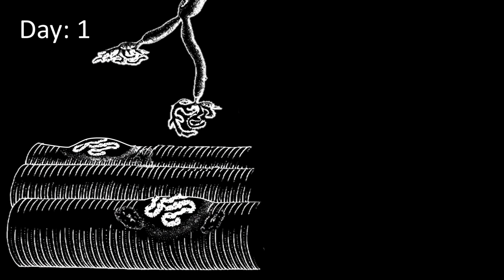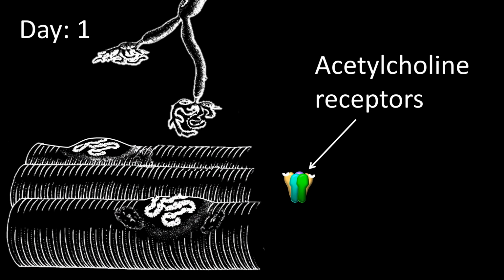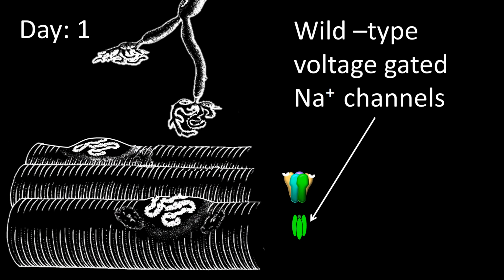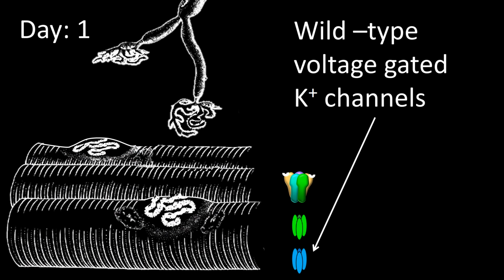Let's now go from day 0 to day 1. As you can see, the neural component of the neuromuscular junction has been severed from the muscular component. At the muscular component of the neuromuscular junction, the end plate, we will find acetylcholine receptors, wild-type voltage-gated sodium channels, and wild-type voltage-gated potassium channels.